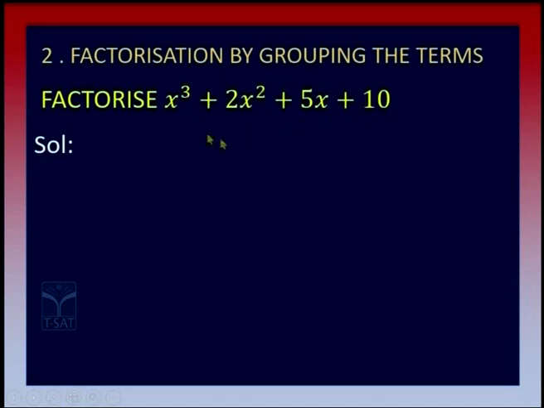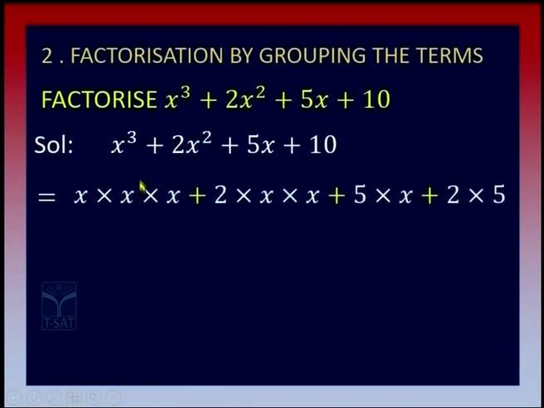Let us try to factorize this question: x cube plus 2x square plus 5x plus 10. Let us first split each term into irreducible factors as we have done earlier. So here x cube is written as x into x into x, because it is cube, we multiply it 3 times. This is 2x square, 2 into x into x. This is 5x, we can write it as 5 into x. This is 10, of course it is 2 into 5. So we cannot apply the first method.